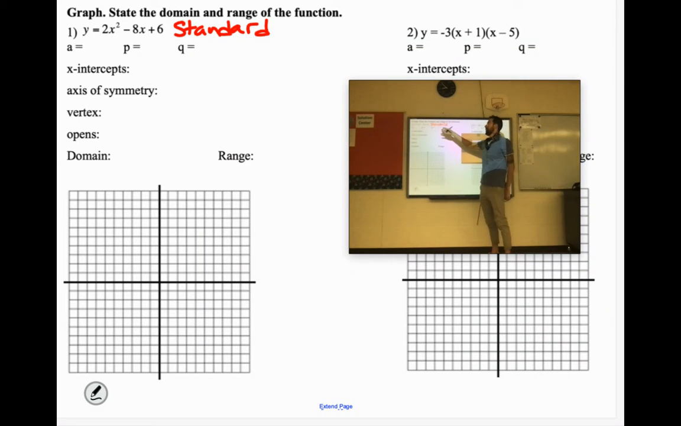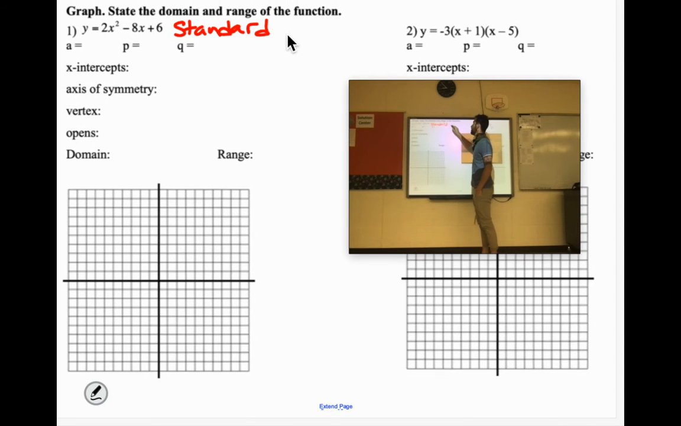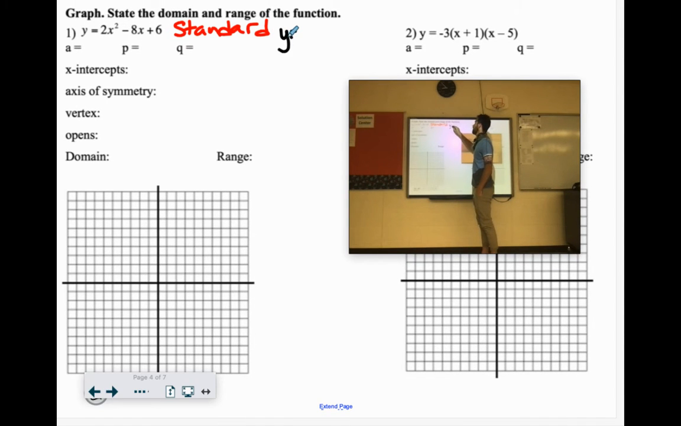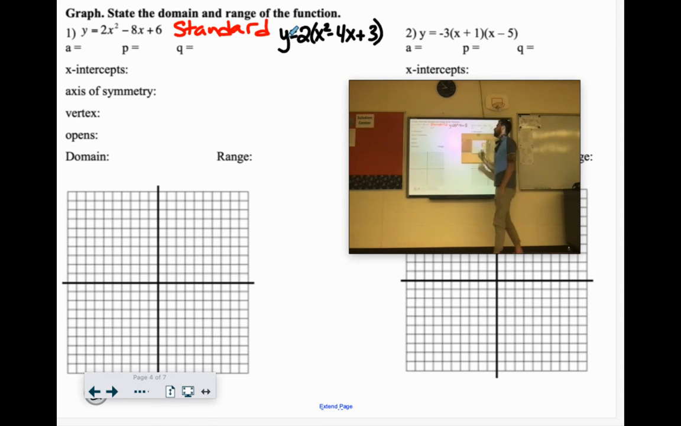All right, y equals 2x squared minus 8x plus 6 is in standard form, but we could rewrite that in intercept form. If you look, what's a common factor with those three terms? They're all divisible by 2. So we can kick out 2. Now we're going to review factoring here in a little bit, so you don't have to remember this part yet.